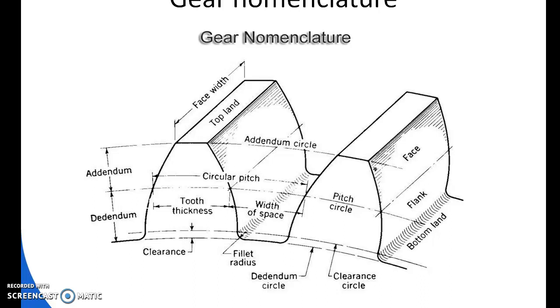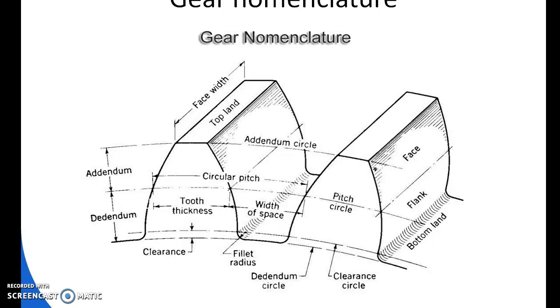Then face. It is the active or working surface of the addendum. Here we can see the face. Then flank. The working face of the dedendum is called the flank, this part. Then top land. It is the surface of the top of the tooth, means it is the topmost surface of the tooth. Then bottom land. It is the difference between the tooth space and tooth thickness.